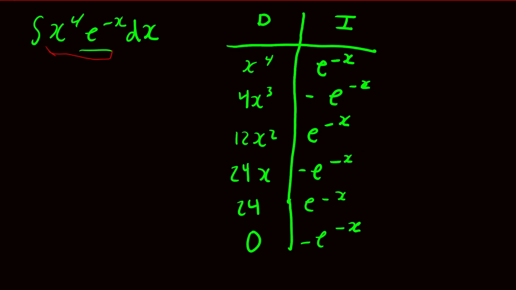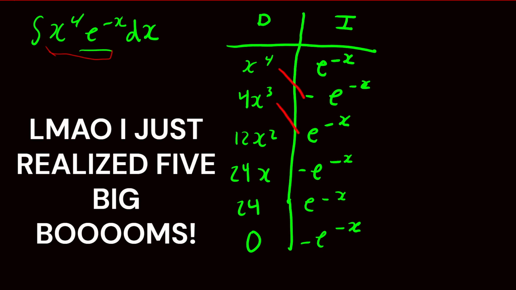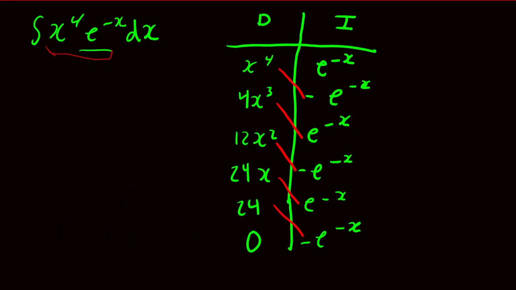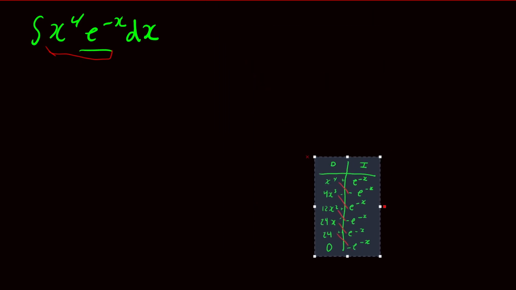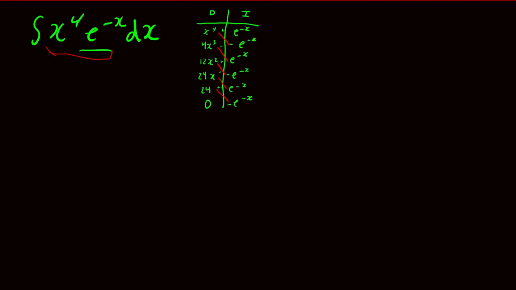All right. So now we make our little diagonals. Boom, boom, boom, boom, boom. Now remember we have to do our alternating sign. So it starts with plus, minus, plus, minus, plus. Alright, so now you're going to have to make this a little bit smaller. Again, I wrote too big. Here we go. Alright, so I made it a little bit smaller. Alright, so now we have this.